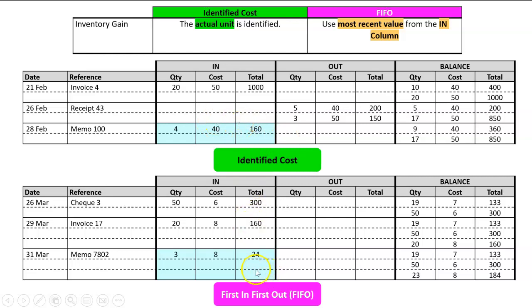But as we look here at first in, first out, we had 19 at 7, 50 at 6, 20 at 8, and we value the inventory gain here at $8. Well, that's because the most recent value in the in column is $8 here. So that one has to be the first in, first out method of inventory. And I think inventory gains are the hardest ones to interpret. So just make sure you've got your cue card with the rules here. Then you look at the inventory card, and you can apply your knowledge.